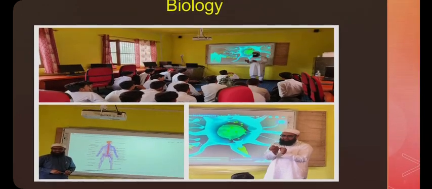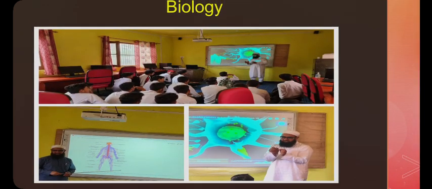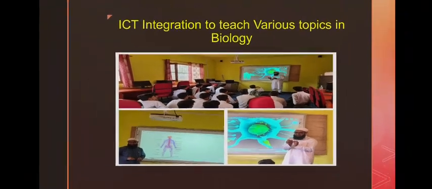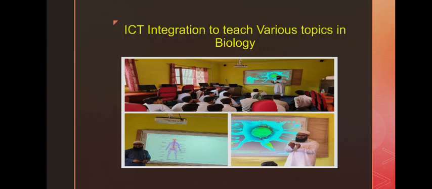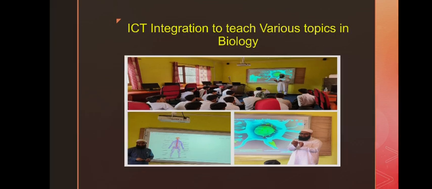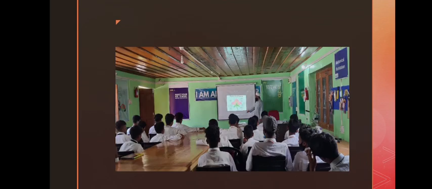I showed them the structure of the neuron in a three-dimensional way. They understood what are dendrites, what is an axon. So by using the ICT, the students got the concepts. They can memorize this concept more. They can recapitulate the things in a better way if taught using ICT integration rather than in the traditional classroom setting. You can see I have taught many topics using this ICT integration.